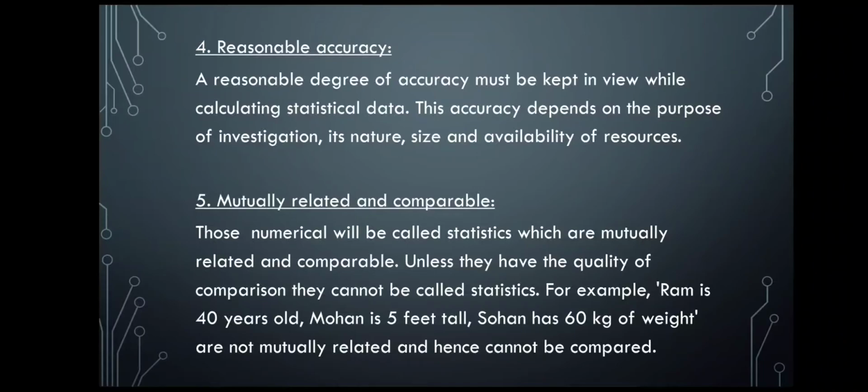For example, Ram is 40 years old. Mohan is 5 feet tall. Sohan has 60 kg of weight. These are not mutually related and hence cannot be compared. So one person's age is given, the other's height is given, and the third person's weight is given. So there is nothing in common. If all three data had been given for all these three individuals, it would have become comparable. But in this present example, the data is not comparable.